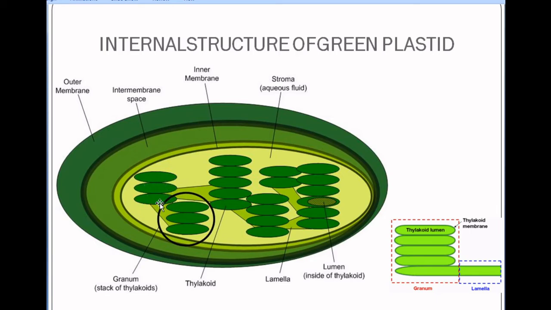And one thylakoid is connected to another thylakoid with the help of lamellae. So these thylakoids are stack-like structures arranged like this in the stroma or matrix, and they contain chlorophyll pigment. And you all know that this pigment is very important for the process of photosynthesis. Actually, most of the plastids contain pigments, and on the basis of the pigment present in them, they are of two types: leucoplast and chromoplast.